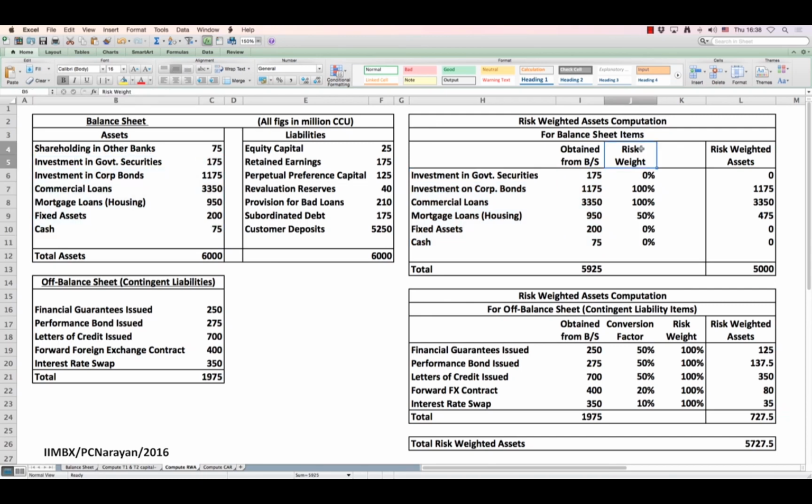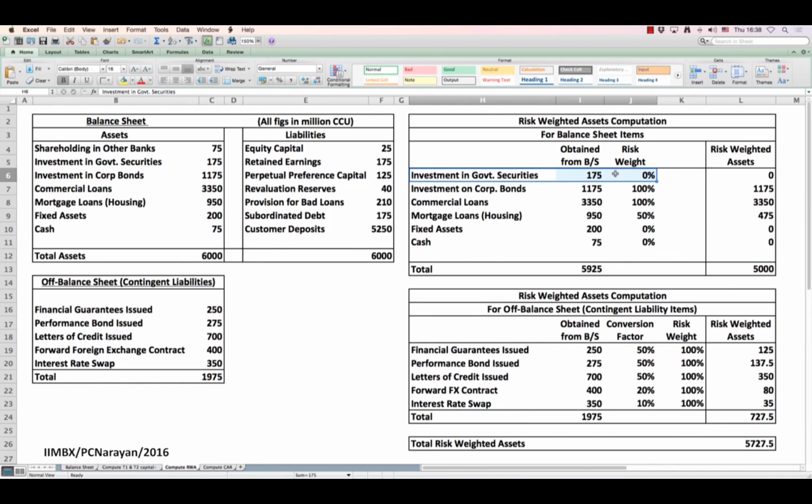These items are taken from the asset side of the balance sheet. What you have in the next column is the risk weight based on the degree of risk of each of these asset classes. For example, investment in government securities is completely free of default risk or credit risk.